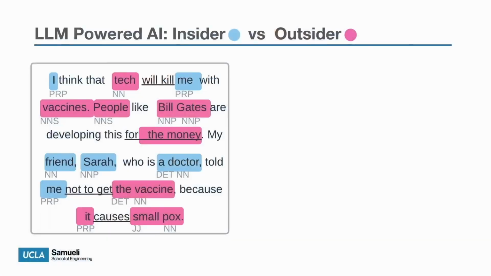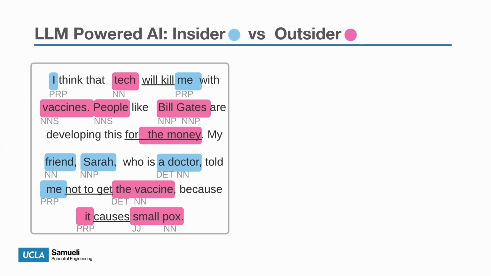So next, please. Here is an example of what an LLM allows you to do. This is a social media post: I think the tech will kill me with vaccines. By the way, this is a real post from the COVID era. People like Bill Gates are developing this for the money. My friend Sarah, who is a doctor, told me not to get the vaccine because it causes smallpox.